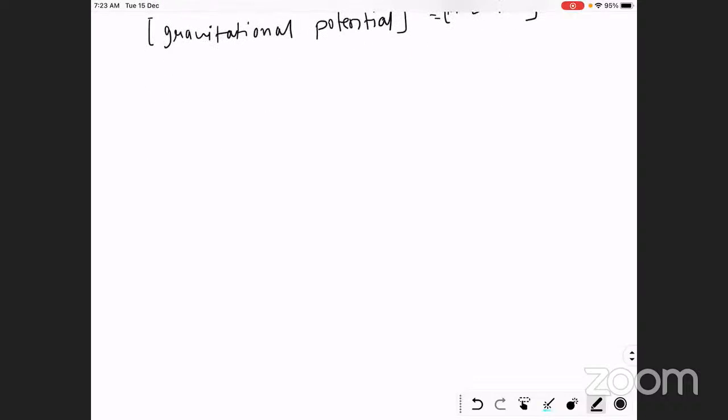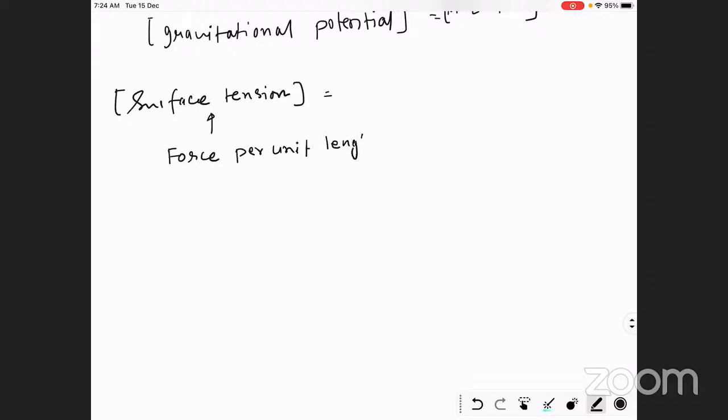Now next is surface tension. Can you tell me what is the dimensional formula of surface tension? Anyone remember what is surface tension? Force per unit length. Okay, so force per unit length is surface tension. Could you understand that? So M L T minus 2 divided by L. L got cancelled, so M T minus 2. Okay, understood, everyone?